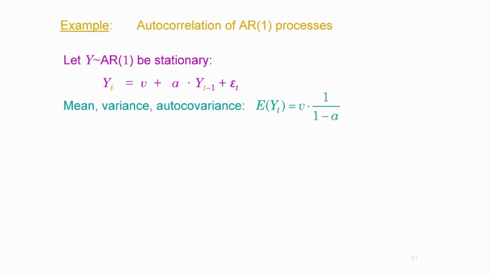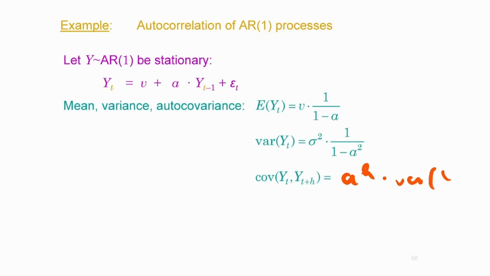So for the first order, the mean was v divided by 1 minus a. The variance was sigma squared divided by 1 minus a squared, and for the autocovariance you have simply a to the power of h times the variance of the process. Since none of these expressions depend on time, as I mentioned before, the process is stationary. You might remember this. Anyways, I did that, so I'm not going to do it again.